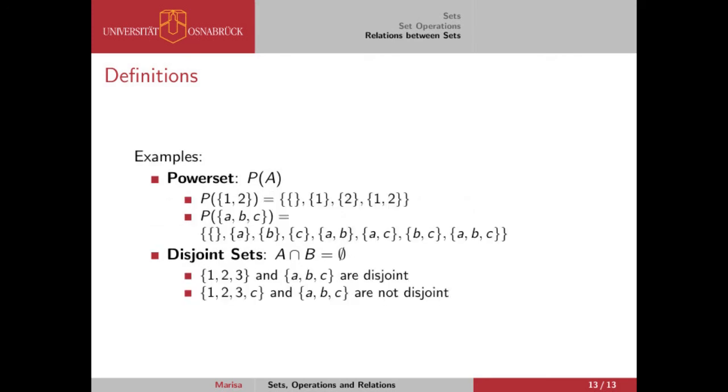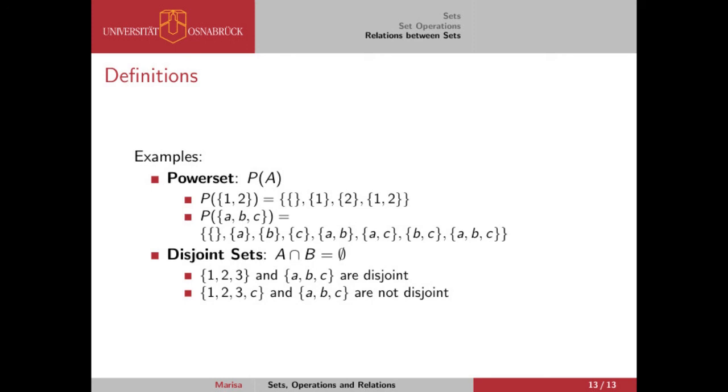Here I have some examples for you. The power set of {1, 2} is the set that contains the empty set, a set that only contains a 1, the set that only consists of a 2, and the set containing the 1 and the 2. So we just need to list all possible subsets. Here you should never forget the empty set, as it is always a subset. The second example is basically the same but with 3 elements.